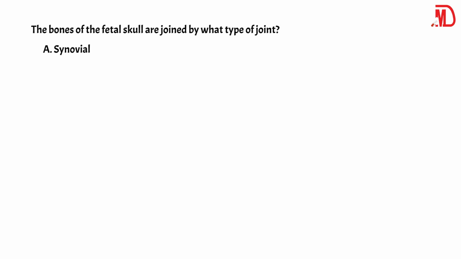The bones of the fetal skull are joined by what type of joint? A. Synovial, B. Cartilaginous, C. Fibrous, D. Ball and socket. The correct answer is C.